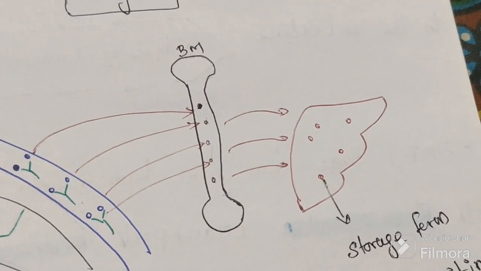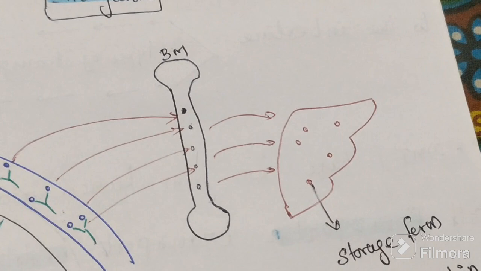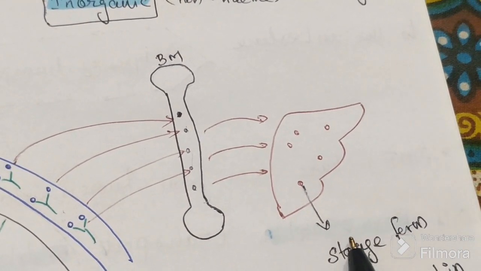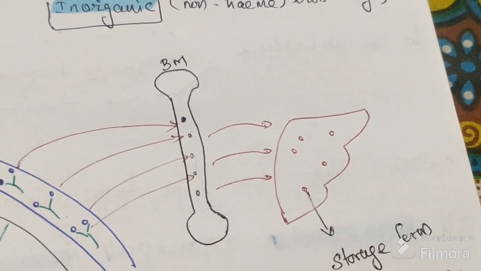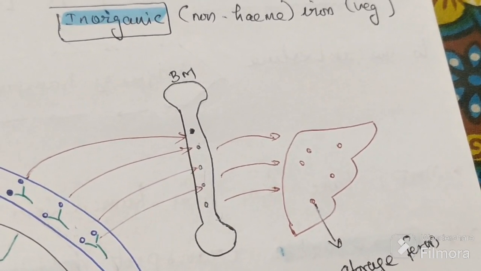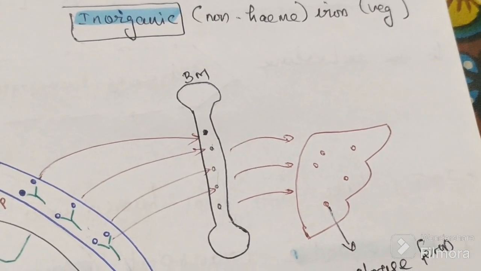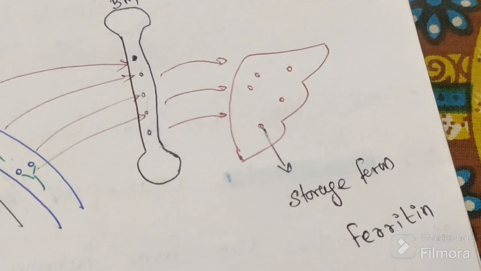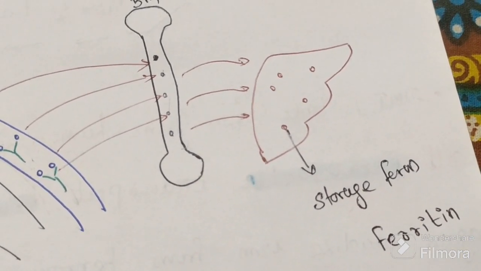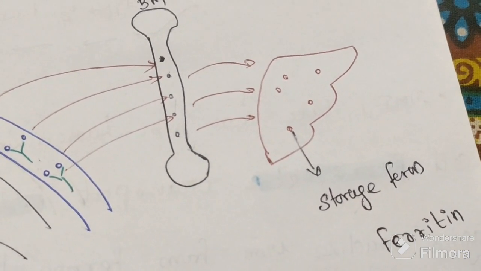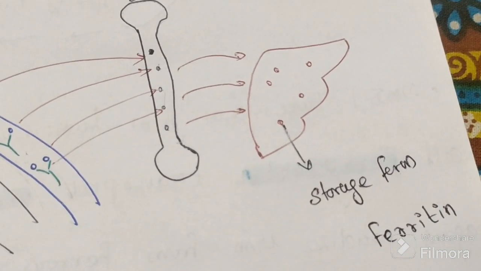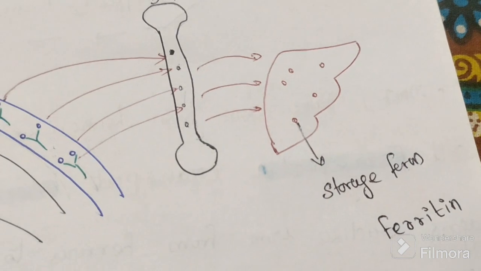Whatever extra iron is remaining after that will go to the liver, and the extra iron will be stored in the liver in the form of ferritin. So the storage form is called ferritin. It is a storage and a backup form of iron.